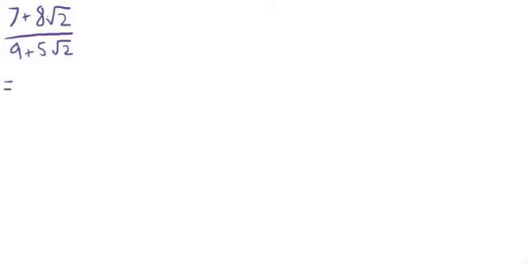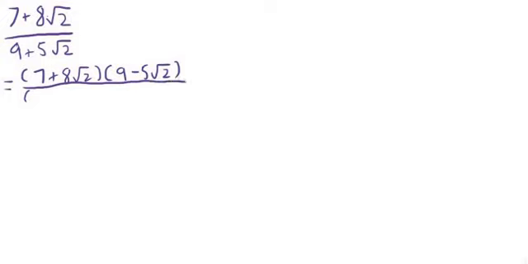For the final question, we have 7 plus 8 root 2 over 9 plus 5 root 2. So just following what we did last time, we will do 7 plus 8 root 2 times 9 minus 5 root 2, and then that will be over 9 plus 5 root 2, then the next set of brackets it'll be 9 minus 5 root 2. Okay, so now we have to expand the brackets again.